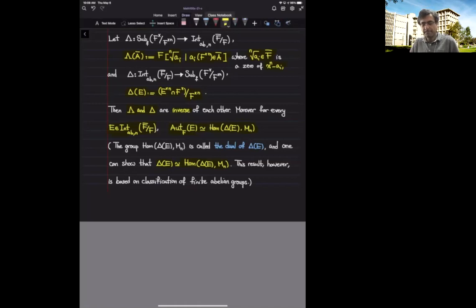Before we get to the proof of this result, I want to discuss a bit the dual of abelian groups, understand them slightly better, and so on. And we will see how this understanding of the dual of abelian groups, coupled with important properties of the Kummer pairing, can help us to finish the proof of these results.